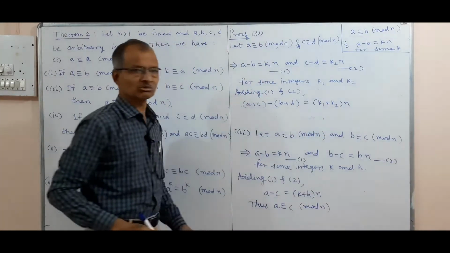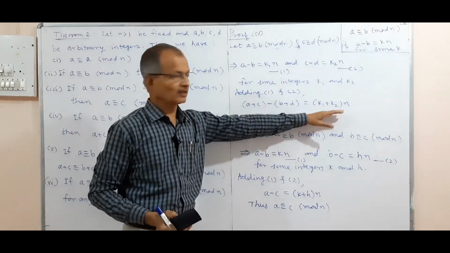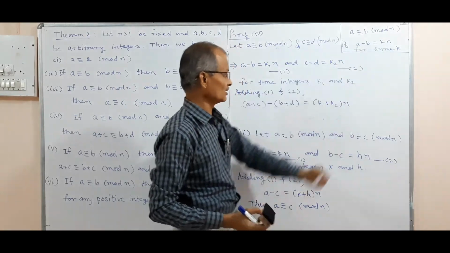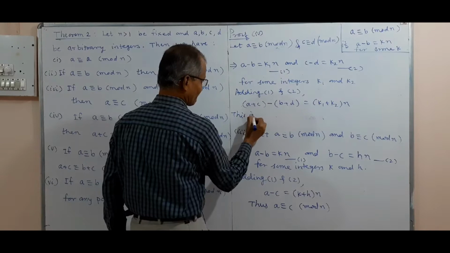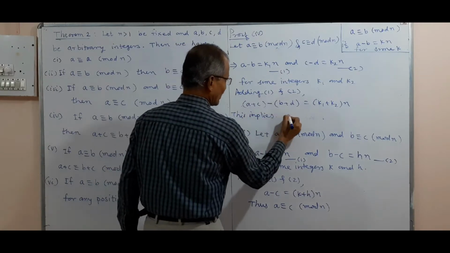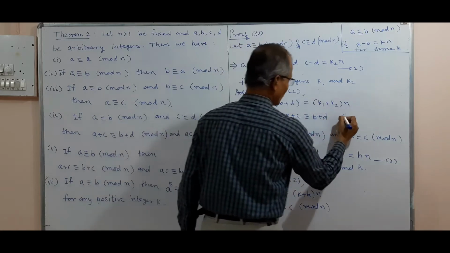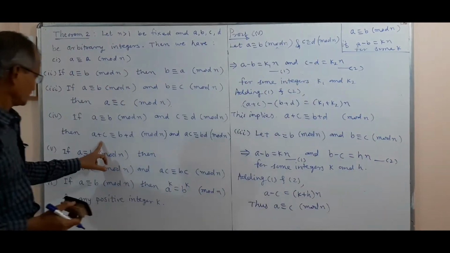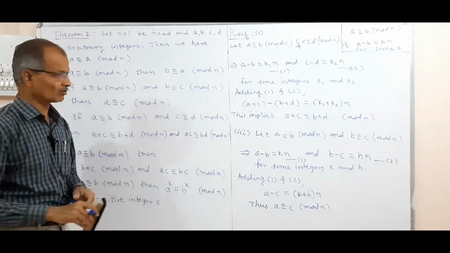And this directly shows that this difference is a multiple of n, and therefore these two are congruent modulo n by that definition. So this implies A plus C is congruent to B plus D mod n, and that is the first result in the fourth property. Now the second result we have to show is AC is congruent to BD.